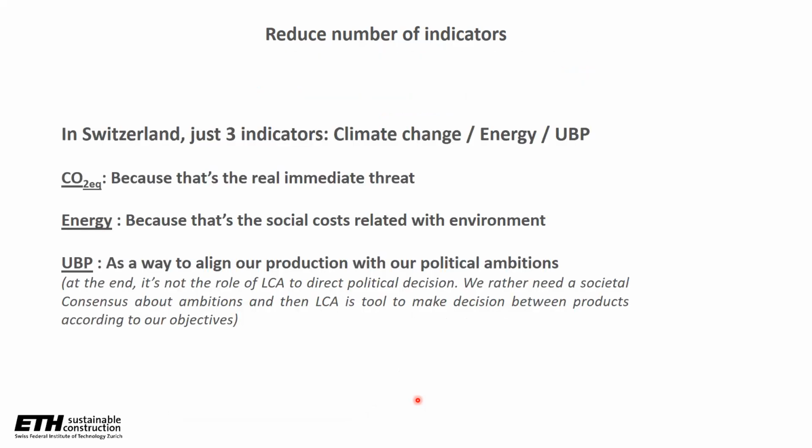And so at the end, in Switzerland, we have just 3 indicators, which allow certain decisions. We have one indicator on climate change measured in CO2 equivalent, because that's the real immediate threat. We have one indicator on energy, not because that's an environmental indicator, but because that is the driving cost in terms of social and economic aspects related with the environmental impact. And finally, we have an indicator, the ecological scarcity measured in UBP, which is a way to align the production with the political ambition. And so at the end, it's not the role of the life cycle assessment to direct political decisions, but rather we need to have a societal consensus about the ambition. And then the LCA is the tool to make the decision between products according to our objective.